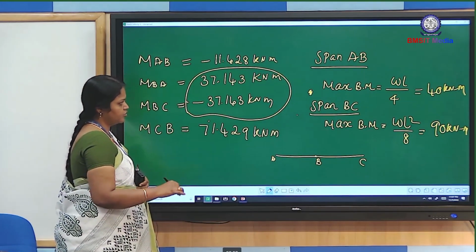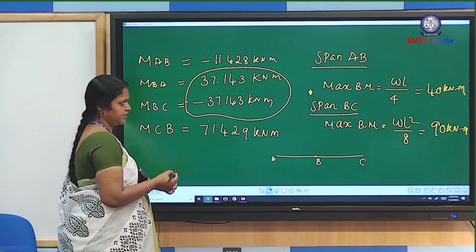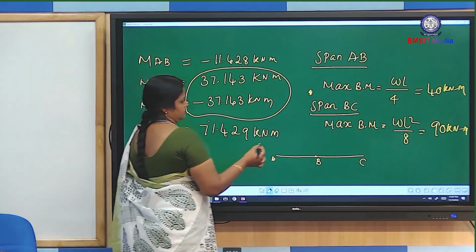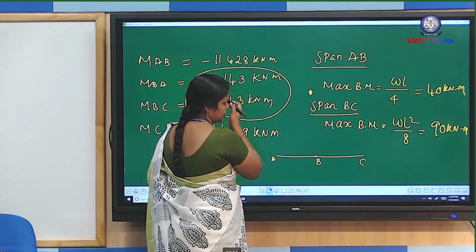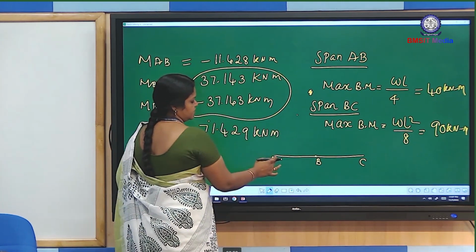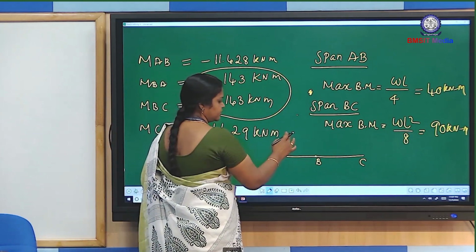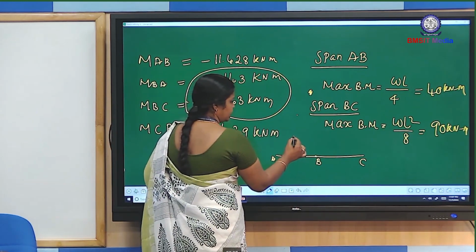First I am going to draw the positive bending moment, that is the simply supported bending moment diagram. Both values are positive only, so we have to draw above the baseline. Span AB is subjected to point load, so the diagram is only a straight line. So 40 is here.